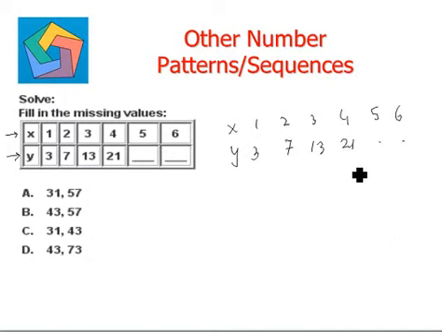Now if we see the values of y, there is a certain pattern that is being followed. We have to carefully examine. If we see 3 plus 4 is 7, 7 plus 6 is 13, 13 plus 8 is 21. Now every time, 4 plus 2 is 6, 6 plus 2 is 8.